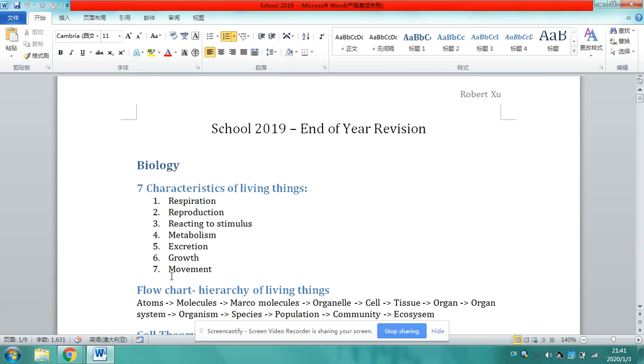And the seventh is movement. All organisms move in some sort of way. Plants move toward the direction that the sunlight is coming from, and animals move just faster and a lot quicker than plants do. Anyways, those are the seven characteristics of living things.